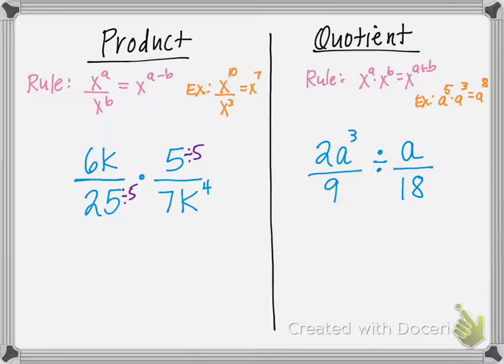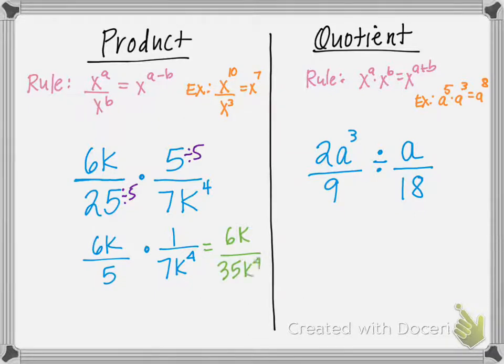So when I divide those by 5, I'm going to rewrite my product here, 6k over 5, because 25 divided by 5 is 5, times, well, 5 divided by 5 is 1, so this is 1 over 7k to the 4th. Now I'm ready to multiply straight across. So if I multiply straight across, 6k times 1 is 6k, and 5 times 7k to the 4th is 35k to the 4th.